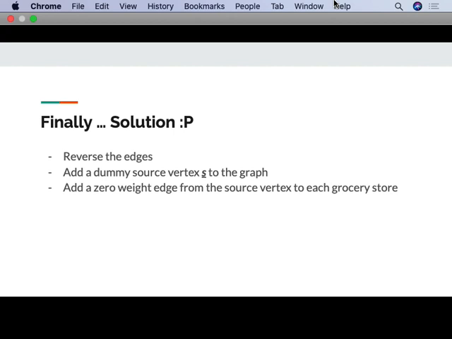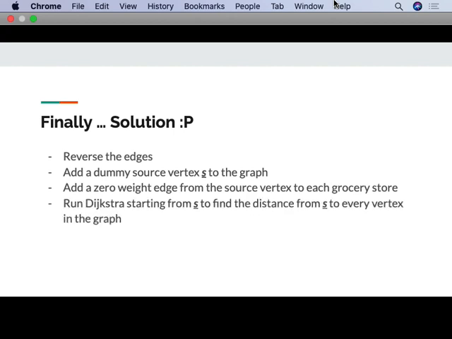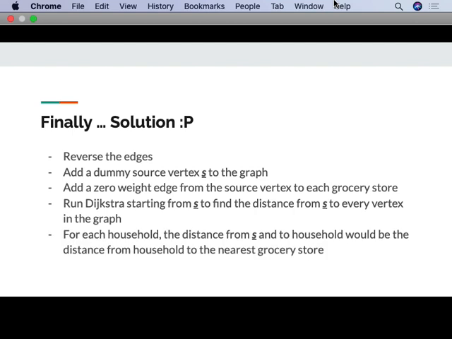So this is how you can represent all the grocery stores using just one node. And then you can run Dijkstra starting from S, which is this dummy node, and just find the distance from S to every vertex in the graph. So running Dijkstra on this reverse graph is sort of like the thing you've seen in All Roads Lead to Rome, except that for this question, we're adding a dummy node to represent all grocery stores. So for each household, the distance from S to the household will just be the distance from the household to the nearest grocery store. So that's guaranteed.